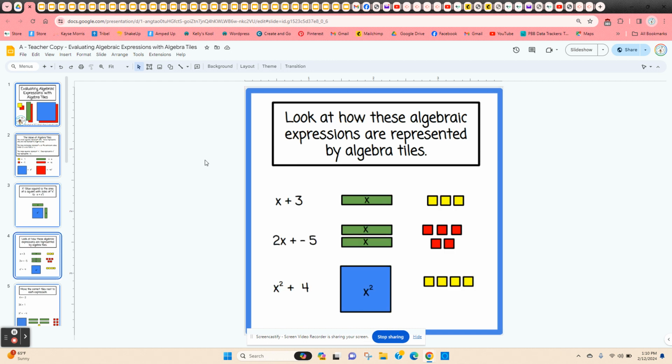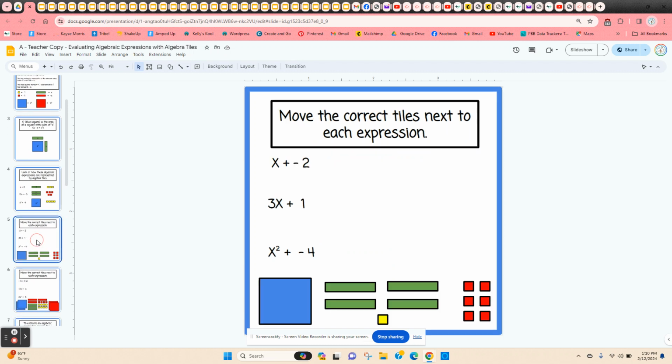Now the next slide shows students how to show an algebraic expression using the tiles. So here we have x plus 3, so that gives us a positive x, and then 3 positive 1s. 2x plus -5, we've got 2 positive x's, and then 5 negatives. And then x squared plus 4, we get this large piece, positive x squared, and then positive 4. So students are going to be doing that on the next slide. These pieces are movable, so they're going to move them into place to show these expressions.